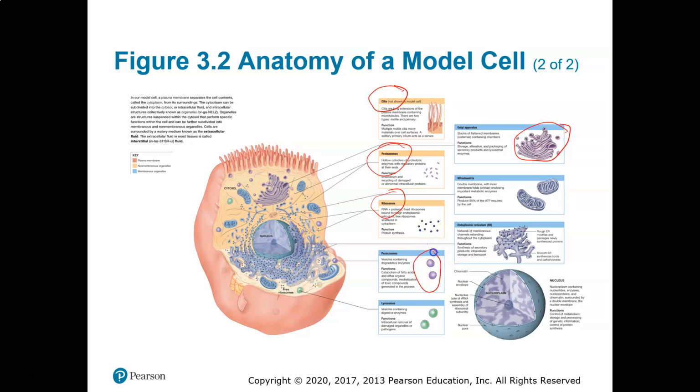Peroxisomes are represented as purple vesicles, and they help to break down fatty acids. Lysosomes are represented as green vesicles, and they help to break down many things, including the nutrients from the food that we eat.